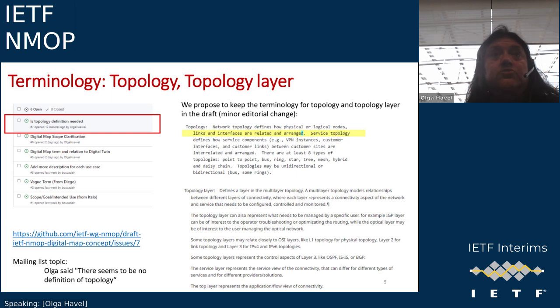So maybe those who had comments about the topology, if you could review it. I don't know if you want to discuss it now or whether to continue on the mailing list to comment on these definitions.